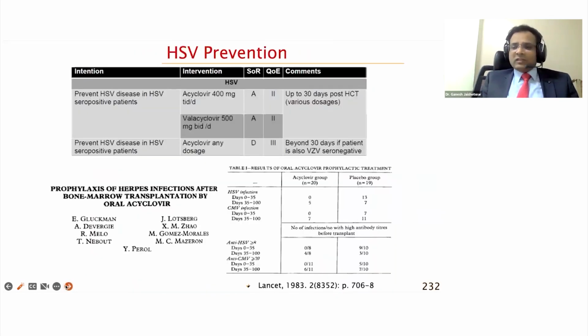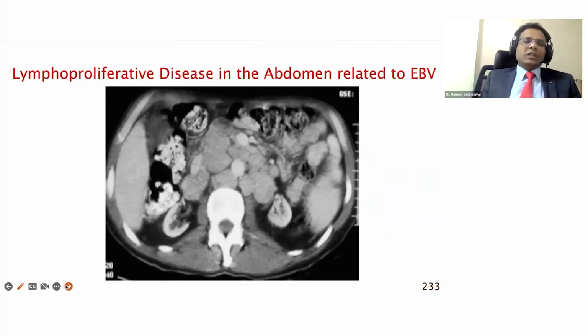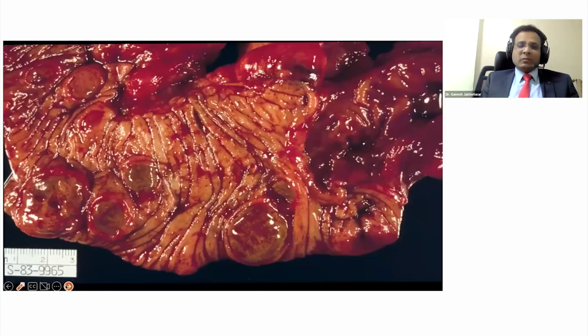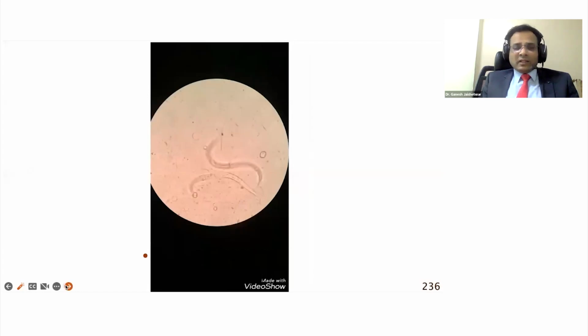Because of this higher incidence and the morbidity associated with it, you tend to use valacyclovir or acyclovir prophylaxis for at least 1 year post transplant, till immune reconstitution happens, and up to 2 years. Again, EBV-associated lymphoproliferative disease, and in the same patient, gut lesions and MRI lesions. So this is another patient we unfortunately lost.